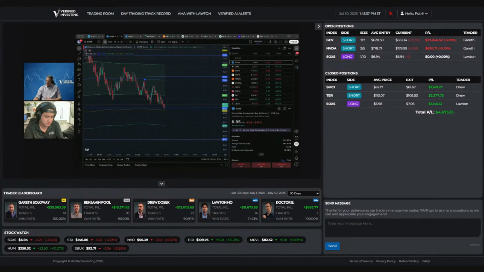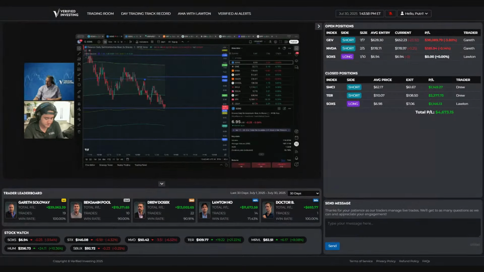Then we have our leaderboard down at the bottom showing what each of our traders have done depending upon the time frame you select. Then we have our stock watch list at the very bottom of the screen, alerting all the traders that are members here what we're targeting, what stocks are hot to us, ones we would be interested in for taking trades.